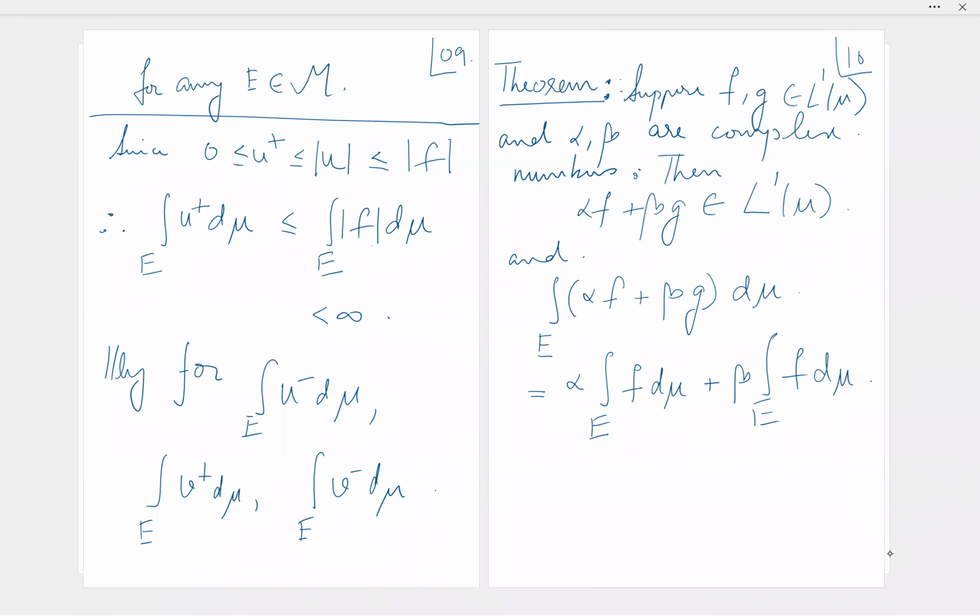And this is also telling you how to compute the integral of alpha f plus beta g. It is as one would expect. And you would have done this already, this formula for f, g non-negative and alpha, beta in zero to infinity. So let's quickly prove this. First, before we can write this integral, we check alpha f plus beta g is measurable. Then we need to check that alpha f plus beta g is in L1 mu. And then we come to the formula.